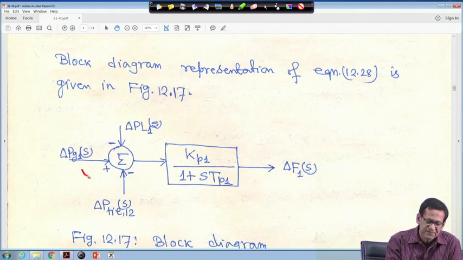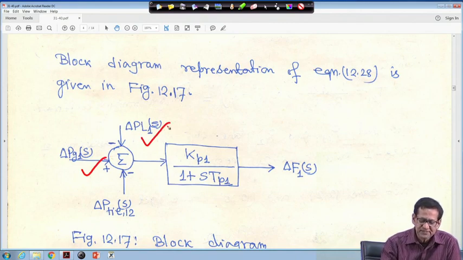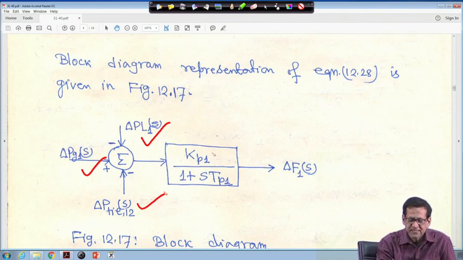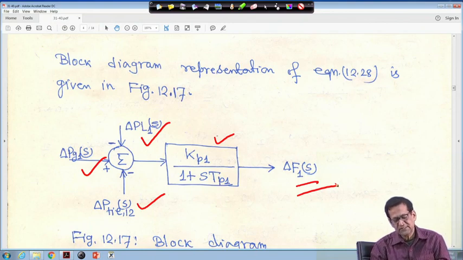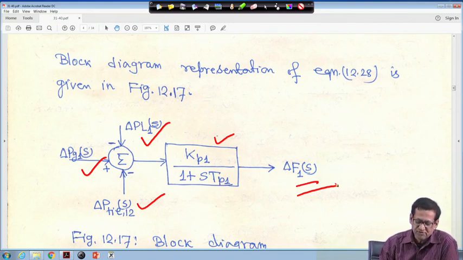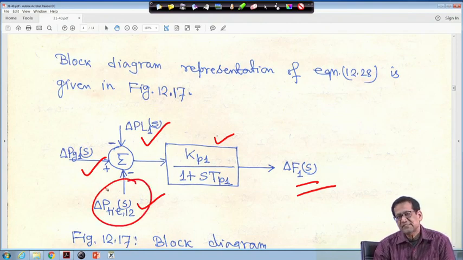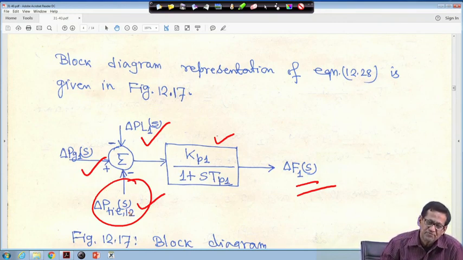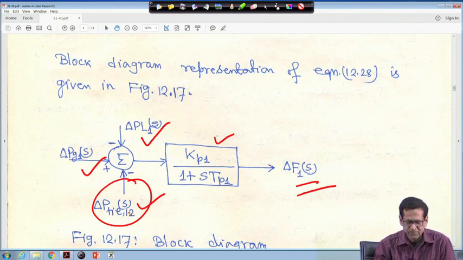So, this is delta Pg1(s), this is delta P_L, this is a plus sign and a minus sign, and this is your delta P tie 1-2(s), into Kp1 upon 1 plus s Tp1, equal to delta F1(s). So, this is the block diagram representation. For an isolated system this was not there, but now it is interconnected to another area. That is why this tie power flow you also have to account for, we have to put it.